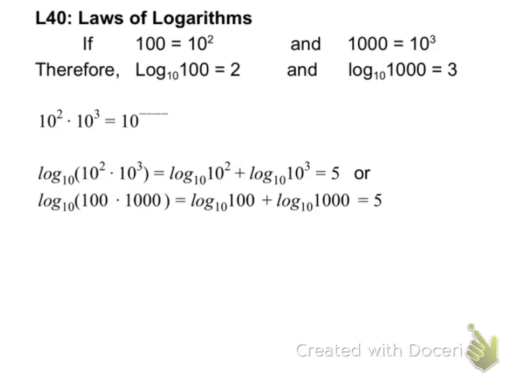Now, I'm doing this as a little bit of a background. Would you guys agree that 100 is equal to 10 squared? 1,000 is equal to 10 to the third power? Right? And if I was to switch both of these to their logs, you would have log base 10 of 100 is equal to 2. Log base 10 of 1,000 is equal to 3. Can you guys agree with this?